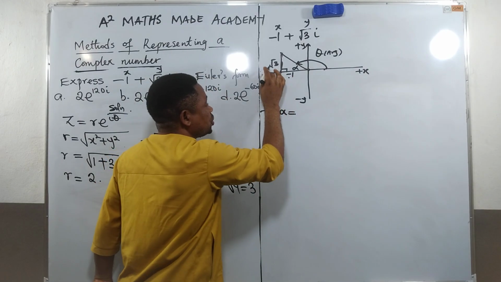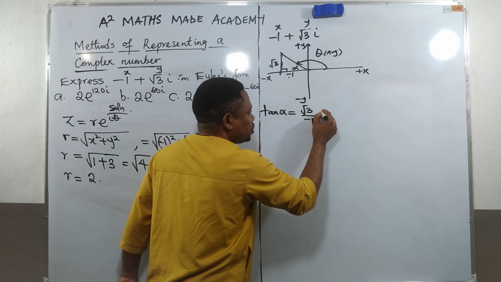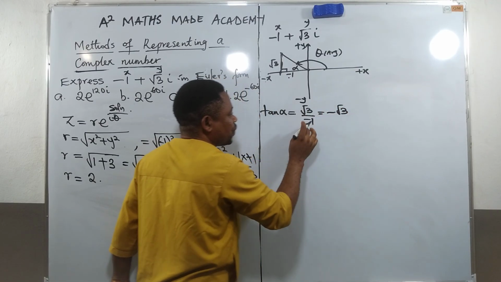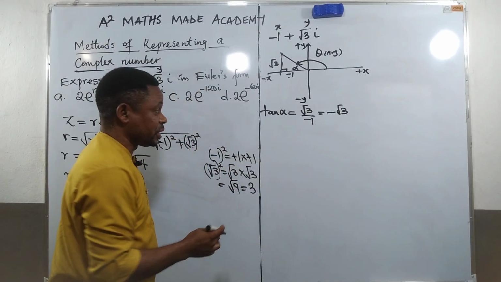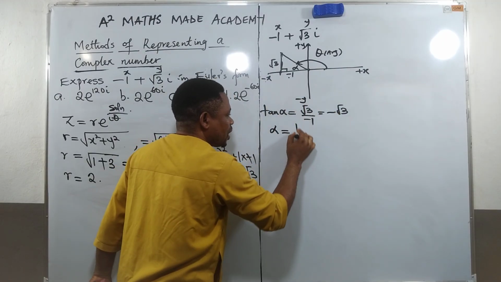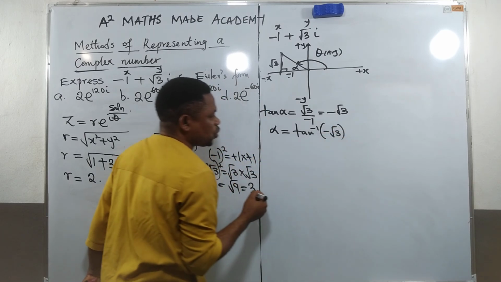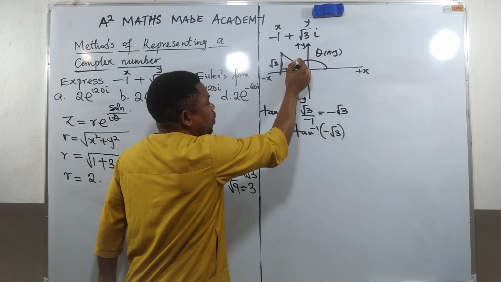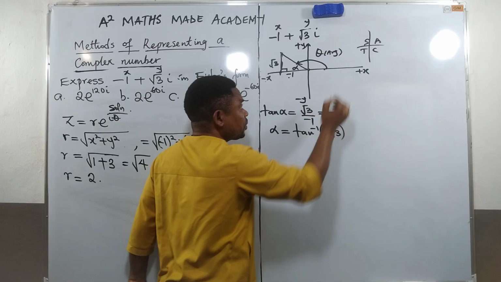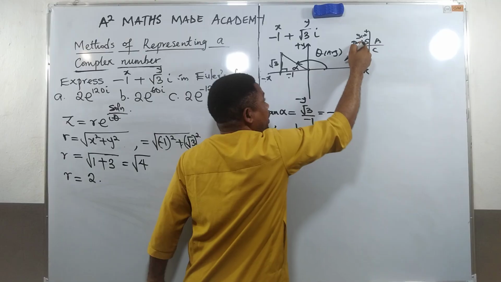alpha, which is opposite. Opposite is root 3, while adjacent is minus 1. If I continue now, root 3 over minus 1 should give me minus root 3. Make alpha the subject of the formula. I will now take the tan inverse so that I will have tan inverse of minus root 3. But I want you to observe that if you look at this second quadrant, there is what we call All Students Take Coke. It is only sine theta that is positive. Then tan is negative in the second quadrant.